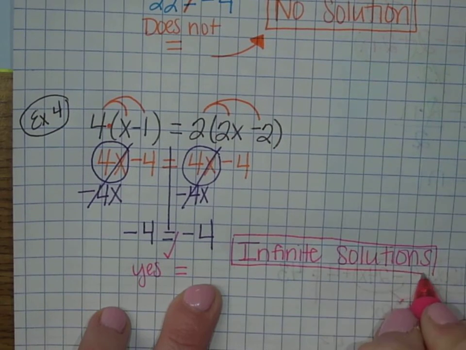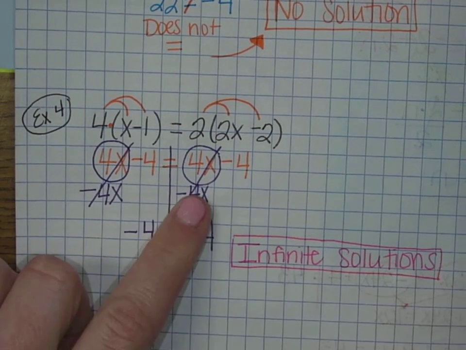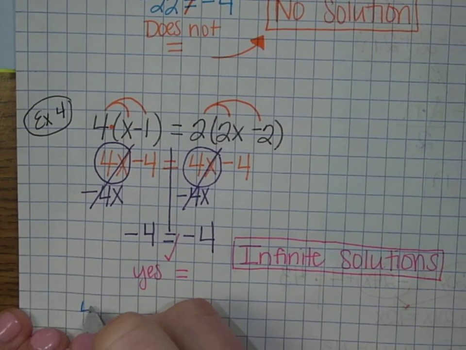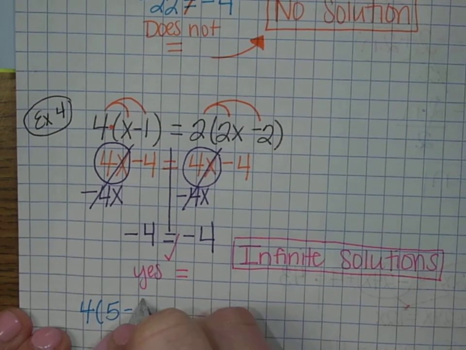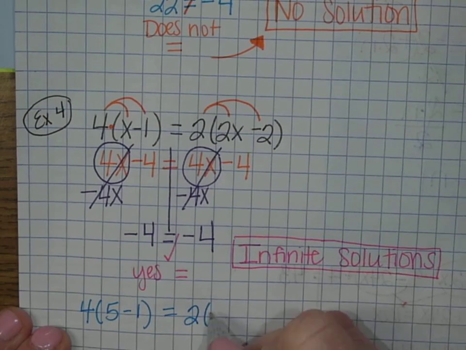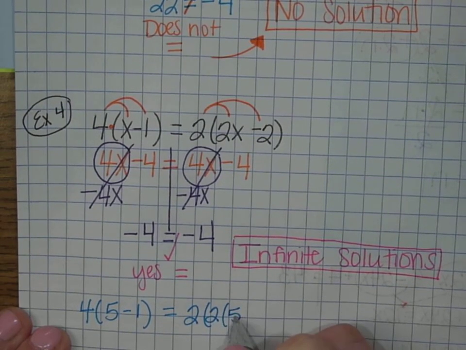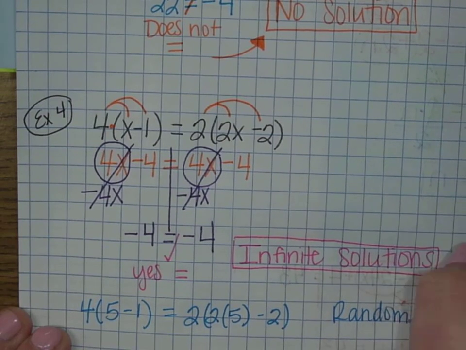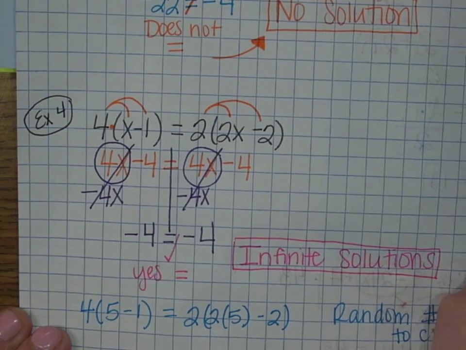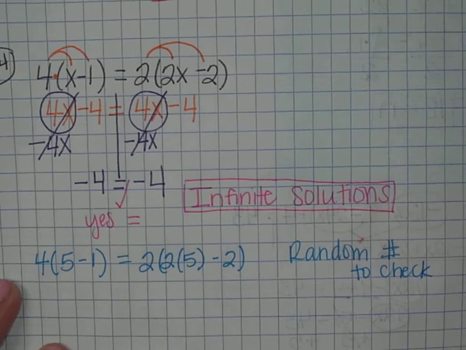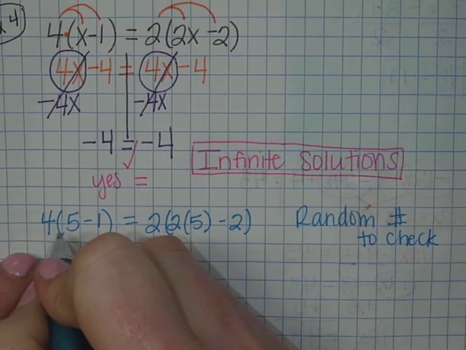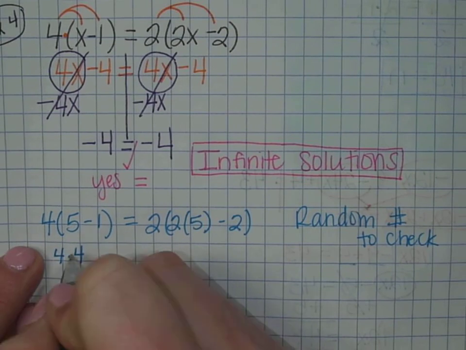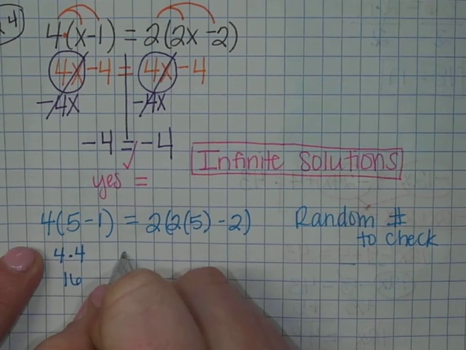So that means any number you plug into that equation is going to give you the same answer. So I'll just show you. I'm going to pick a random number and I'll just do 5. So I did a random number to check. So 5 minus 1 is 4. 4 times 4 is 16.